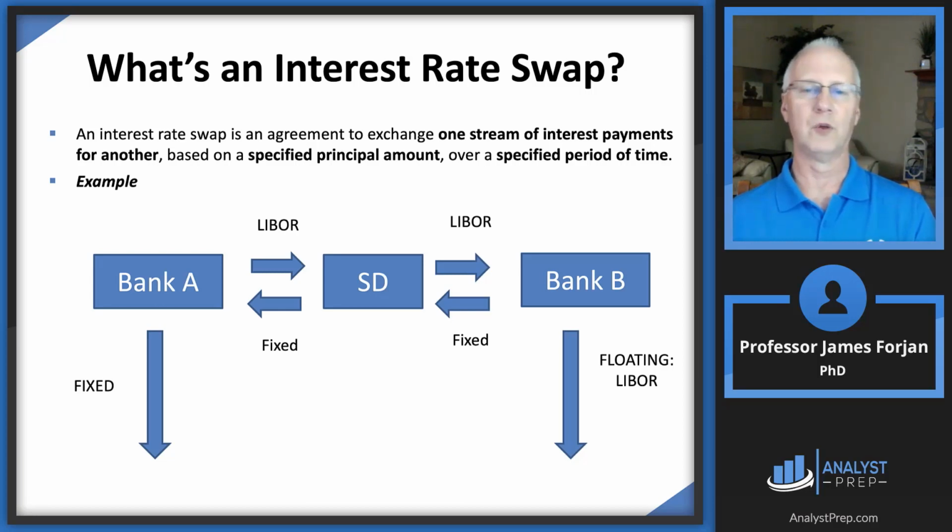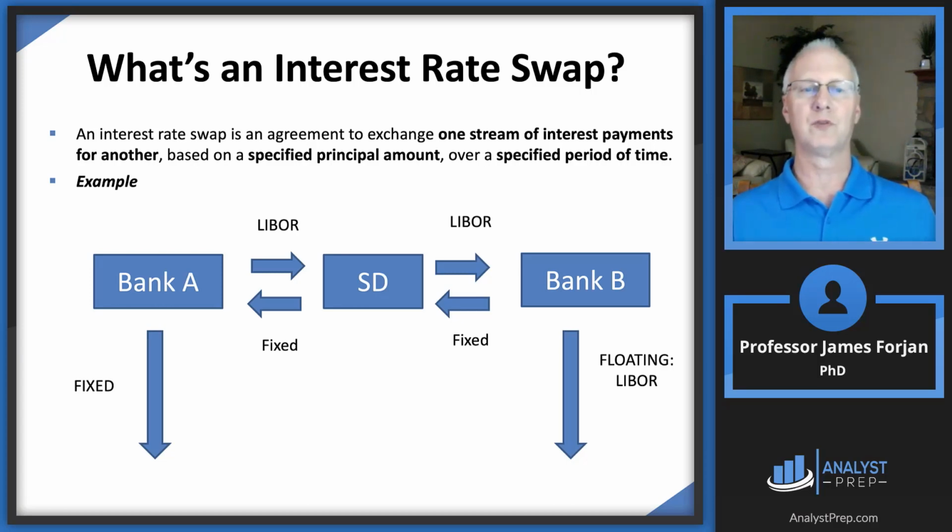Now, one of the coolest things about swaps is that, with the exception of currency swaps, there's no exchange of any kind of principal either in the beginning or in the middle or in the end. So we need a specified principal amount. That's called the notional amount of the swap contract. And just think of it as a reference amount. It could be $1 million, could be 10 million, could be 100 million. And of course, this is done over a specified period of time.